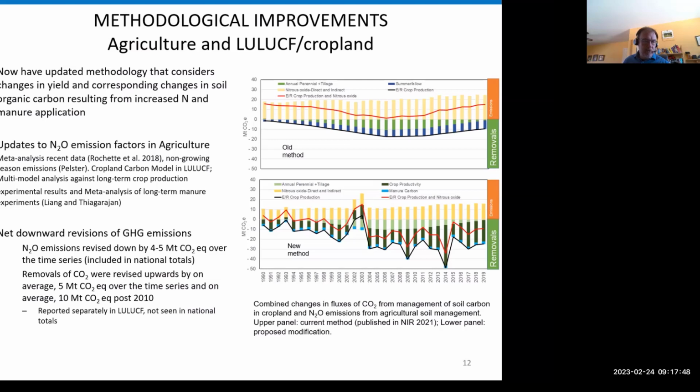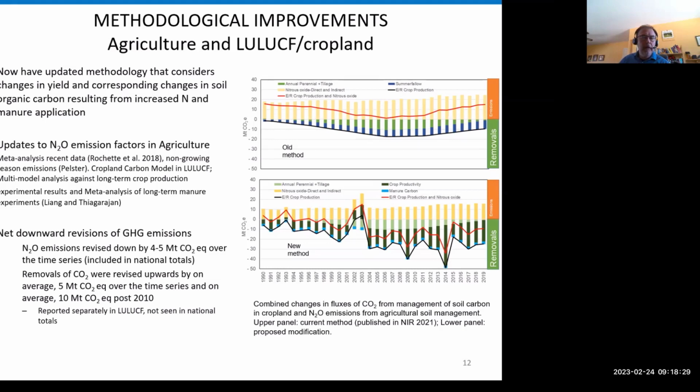Other changes were incorporating the cropland productivity. So taking into account the fact that yields have gone up significantly over time, and with that increase in yield is increased biomass, and so that's increased carbon inputs into the soil. And then manure had been taken into account from the nitrogen standpoint, but had never been taken into account from the carbon standpoint. So through a meta-analysis by Liang, we were able to develop the factors for those manure additions as well.